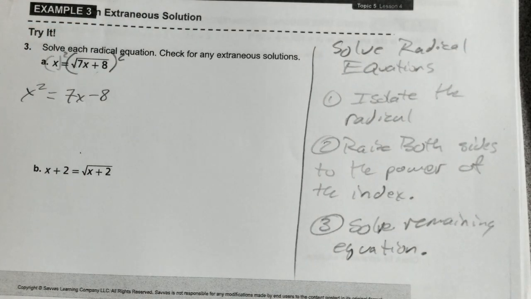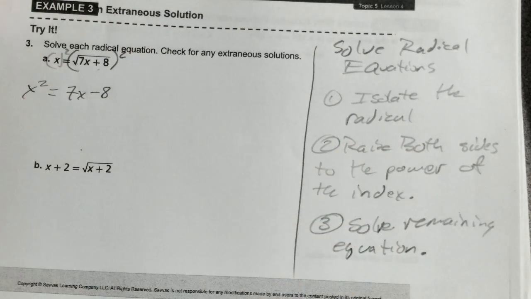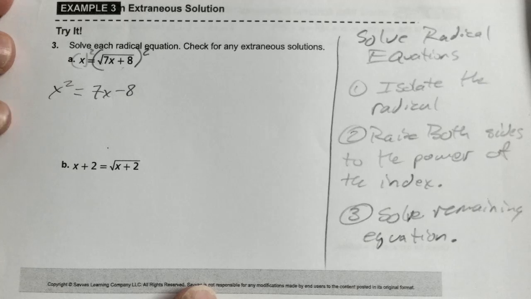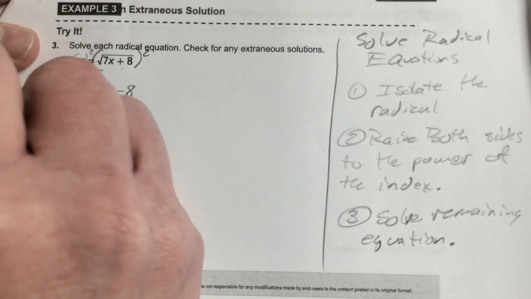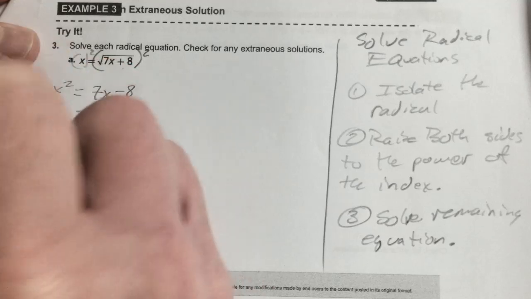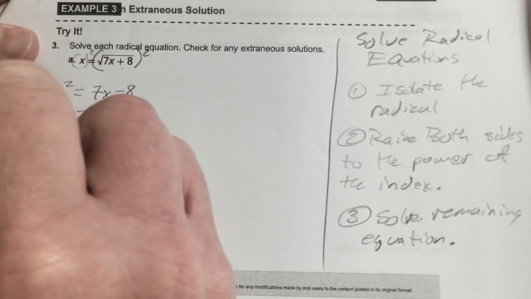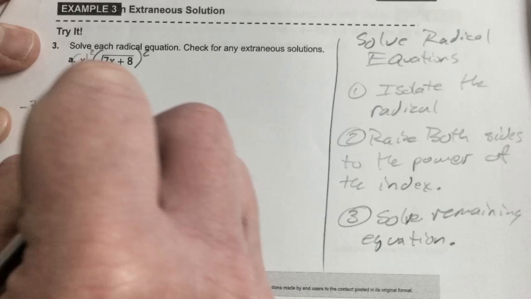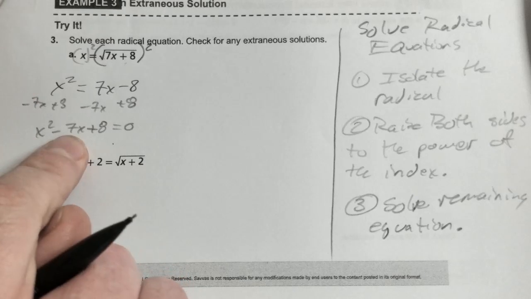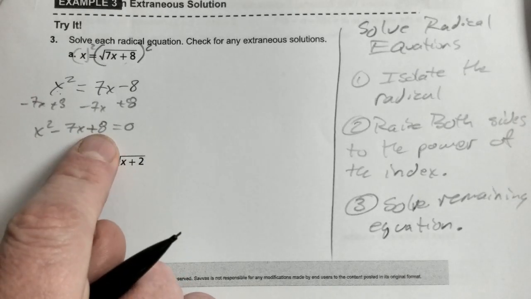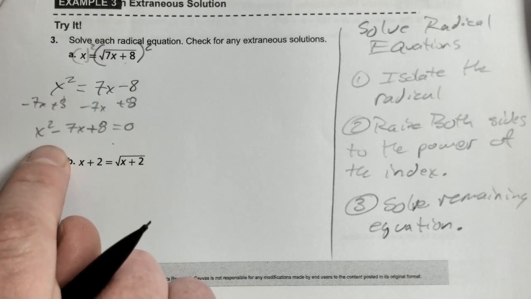And now we have to solve the remaining equation. What type of equation are we dealing with now? Quadratic. Right. So when it comes to quadratics, we want to get the whole thing set equal to 0. So we're going to subtract 7x and add 8. So we get x squared minus 7x plus 8 equals 0. After we get it set equal to 0, we want to try and factor if we can. So do we have any factors of 8 that add up to negative 7?